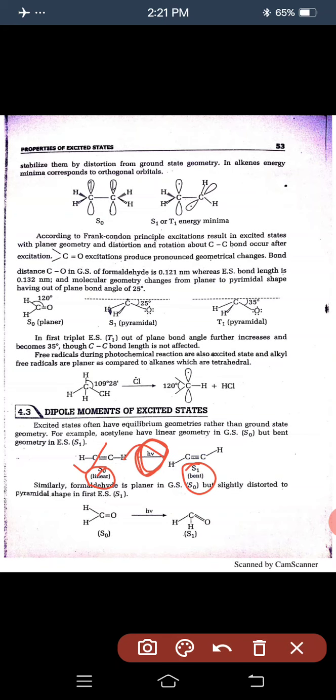This structure is bent. This is the excited state S1, going from S0 to S1. Similarly, formaldehyde is planar in the ground state S0. This is the planar ground state, but it is slightly distorted to pyramidal shape in the first excited state.